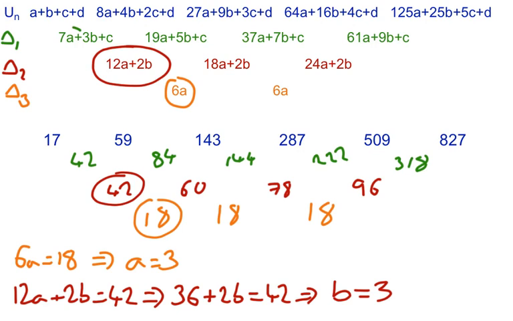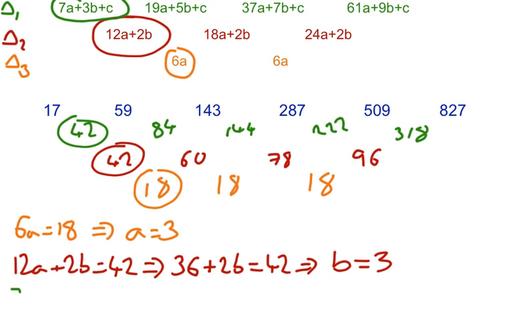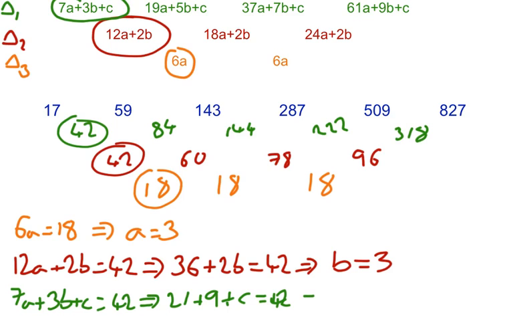Now we go for 7a plus 3b plus c is equal to 42. So we write in 7a plus 3b plus c is equal to 42. 7a is 21, 3b is 9, plus c gives us 42. So 30 plus c is 42, so c is equal to 12.